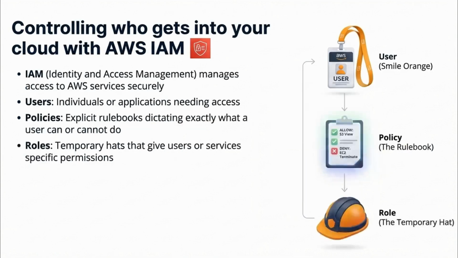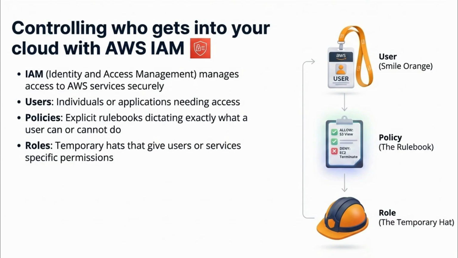So let's move to the next thing, controlling who gets into your cloud with AWS IAM. IAM stands for Identity and Access Management. It manages access to AWS services securely. Before we put everything together, we must talk about security. Security is very important. AWS IAM is the security guard of your AWS building. By default, nobody is allowed in. You create users and you attach policies to them. A policy is a strict rule book.